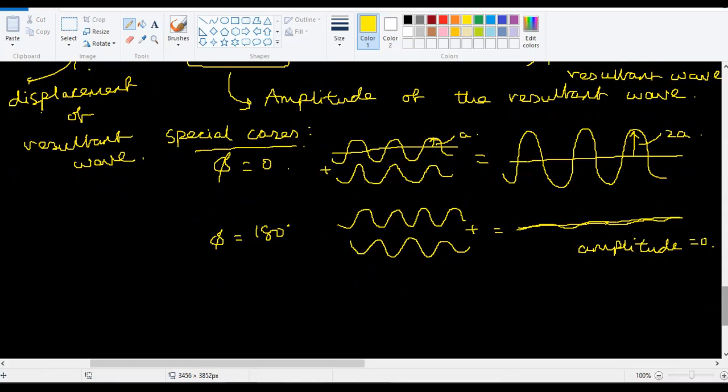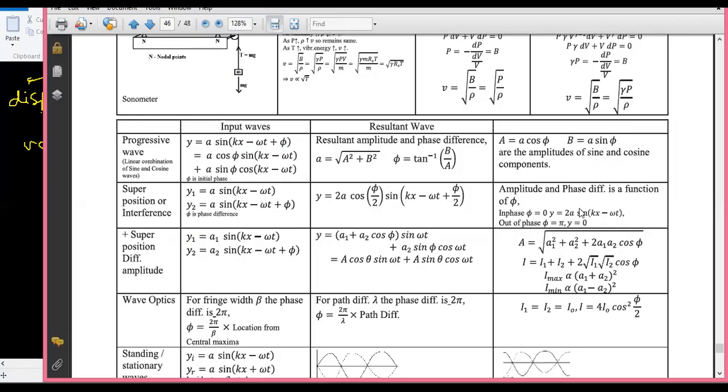Any questions so far? This is what is given in your handbook in a tabular format. So in phase means it will become 2a sine kx because phi becomes 0 here. The phase difference between the resultant wave and the first wave is 0 because phi becomes 0 here. When it is 180 degrees, the displacement will become 0. So that's what the special cases are given here.